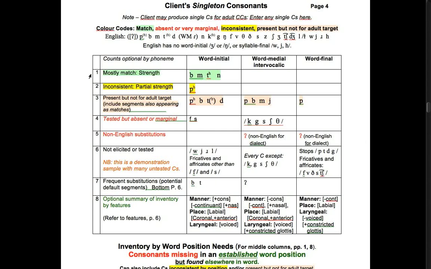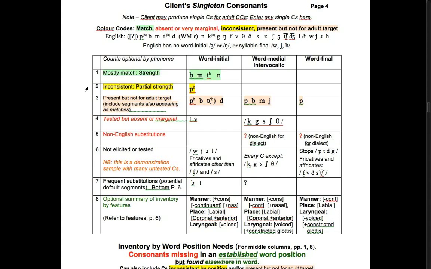Row 1 is for mostly match or strength. In this row, list all segments that match the adult set or are, quote, correct. Remember, each word position must be calculated separately. For Craig, these are B, M, T, and N in word initial.